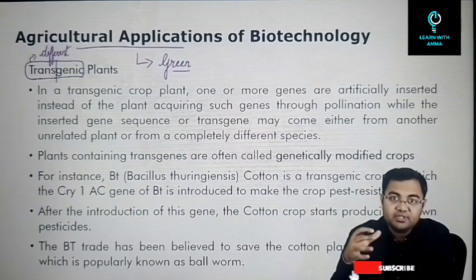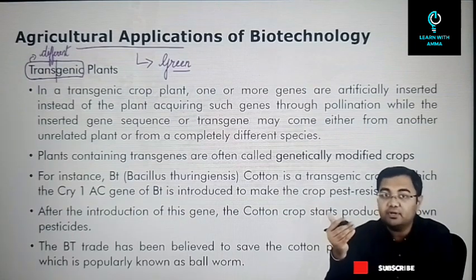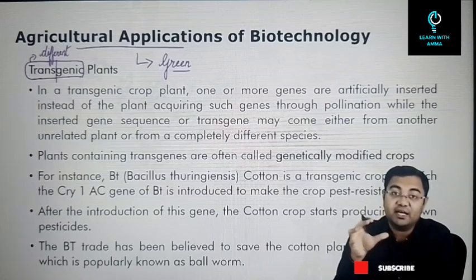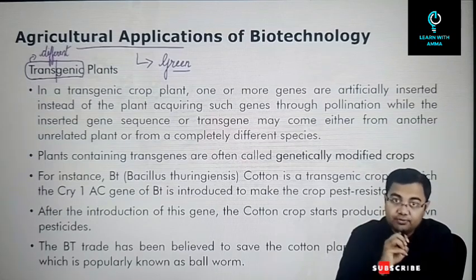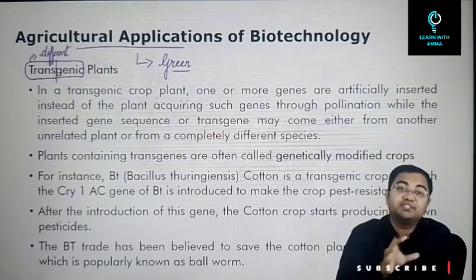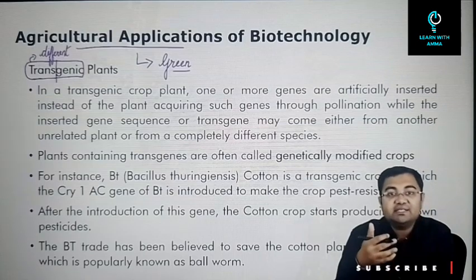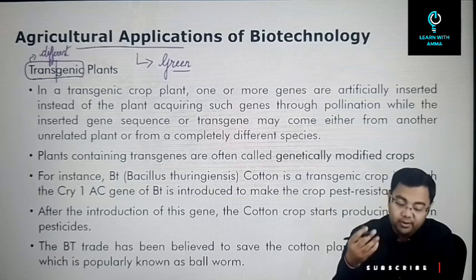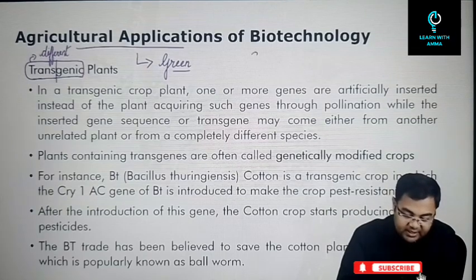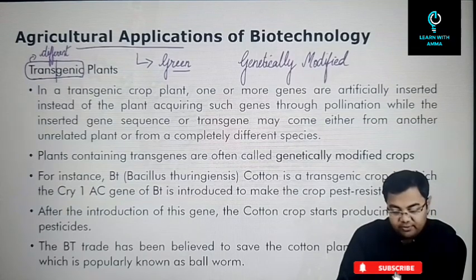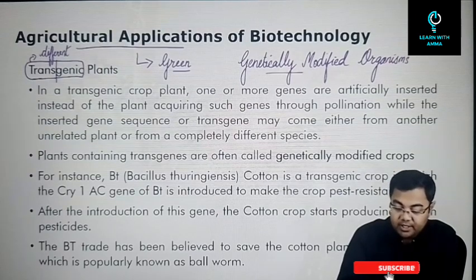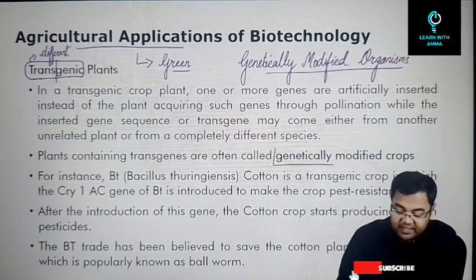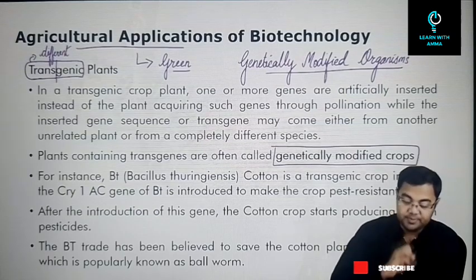So that's why this kind of gene which is coming from a completely different organism will be called a transgene. That's why these kinds of crops will be called transgenic crops. So these are, in a manner of saying, genetically modified organisms. And here, because we are especially talking about crops, we can call them genetically modified crops.